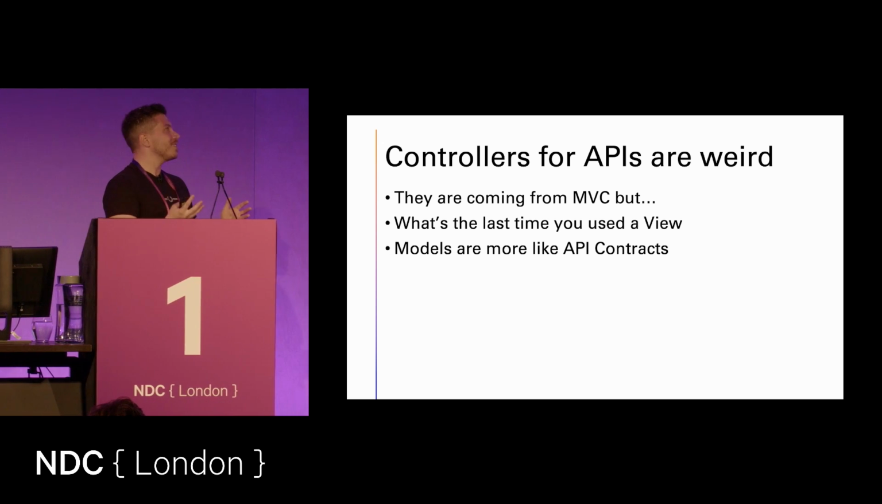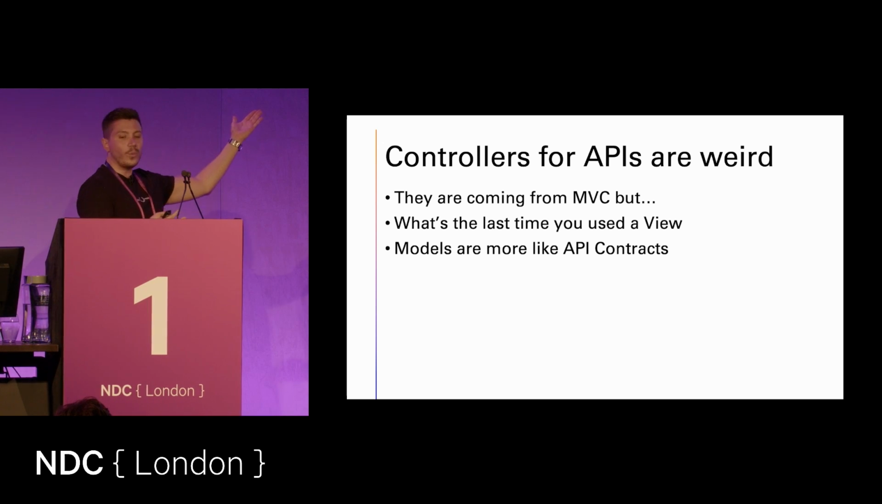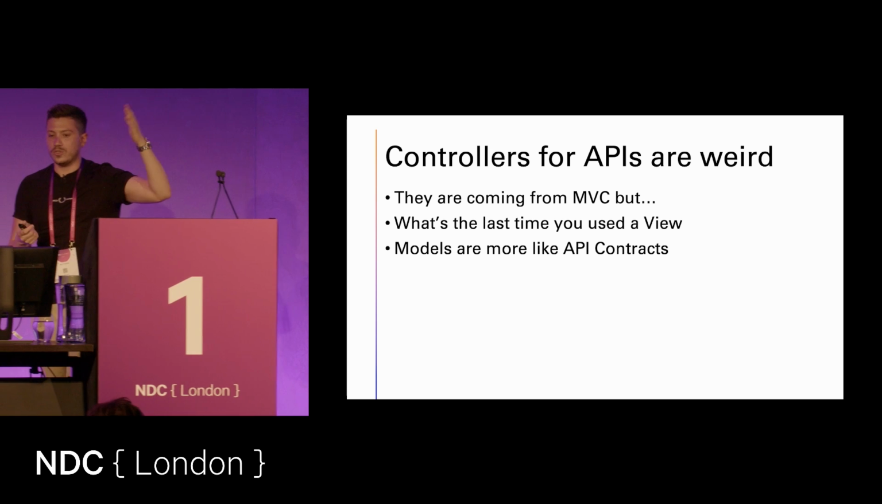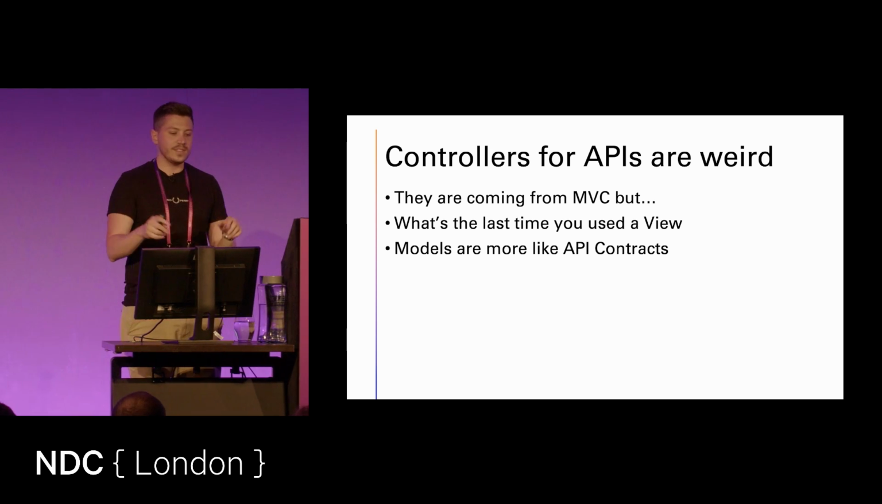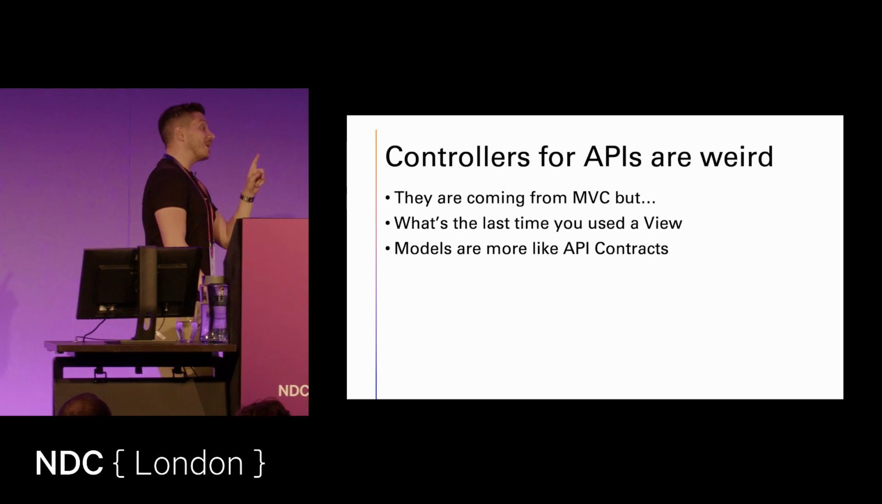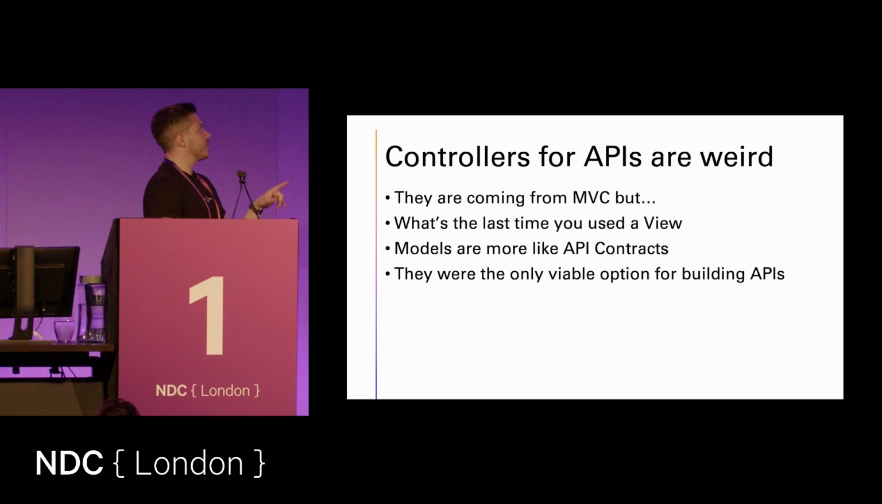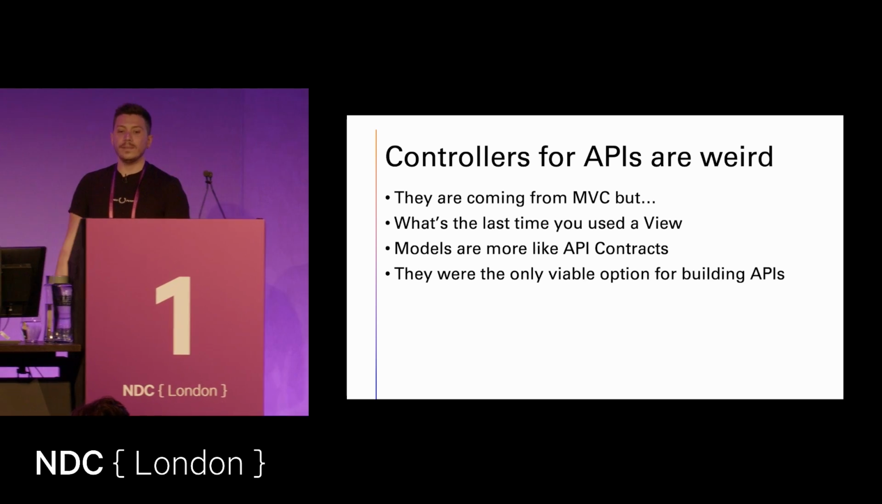So what's the point of using, we're just left with C. Why are we using an MVC thing? And we just normalize that, yeah, this is fine, this is acceptable. It is not. But the reason why it is that it was actually the only viable way to build APIs.